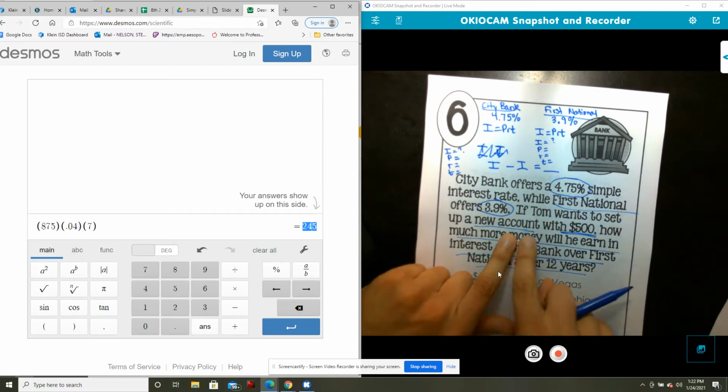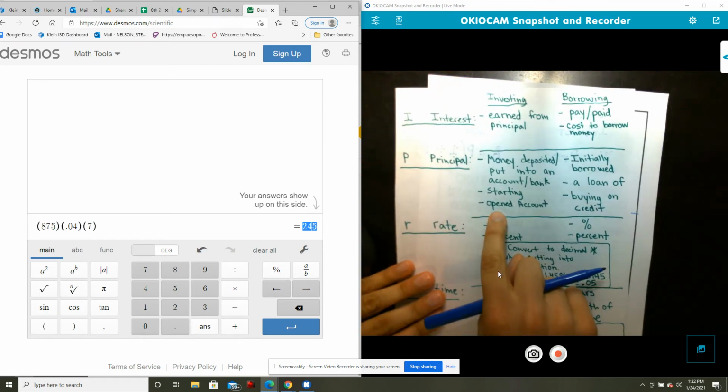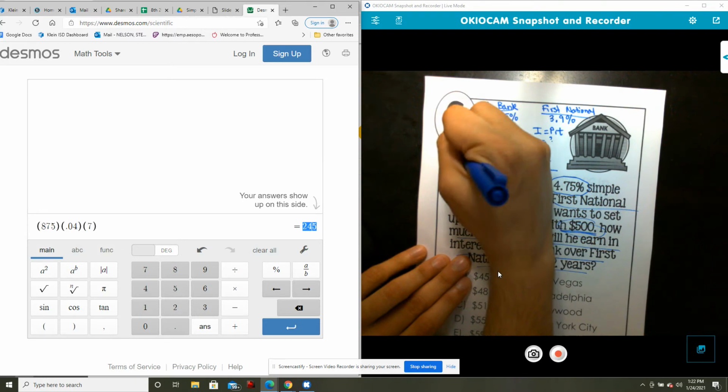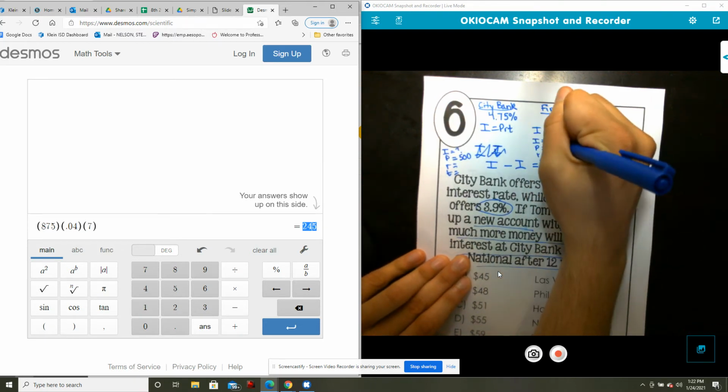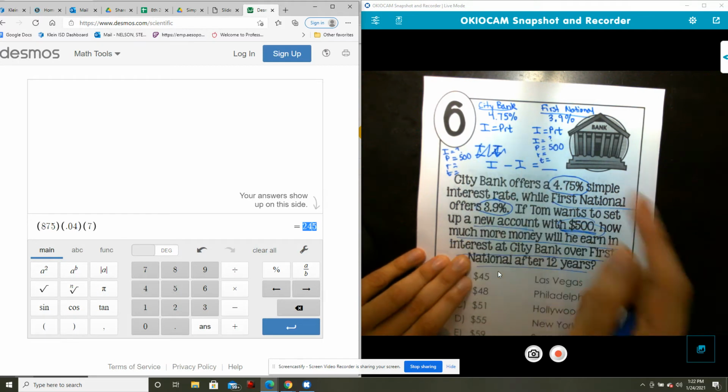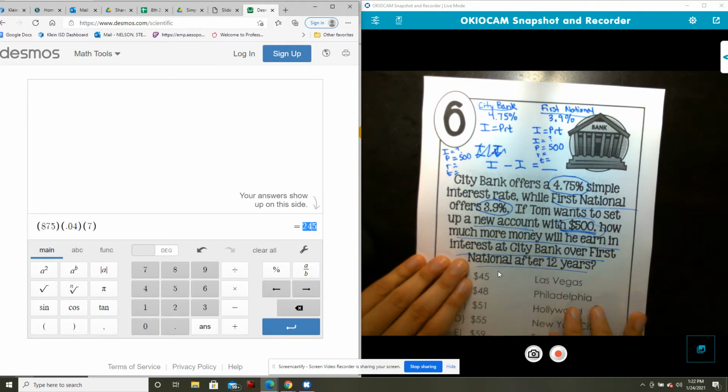So our principal, the new account, remember, opened an account with 500. So the principal is going to be 500 over here, and the principal is going to be 500 over here. You have two different columns for each bank because we're finding the difference in interest. How much more money will he earn in interest with First National Bank?